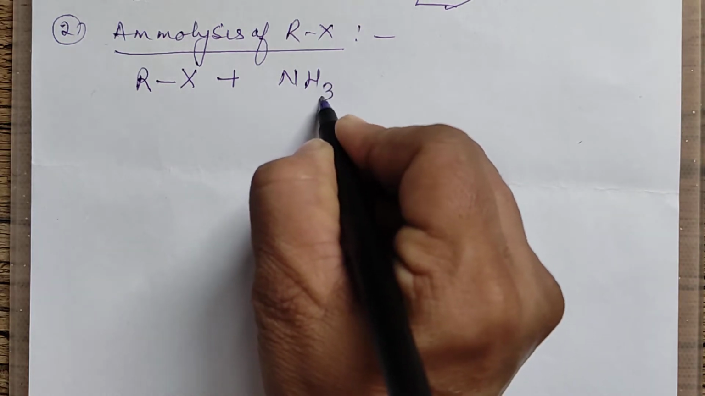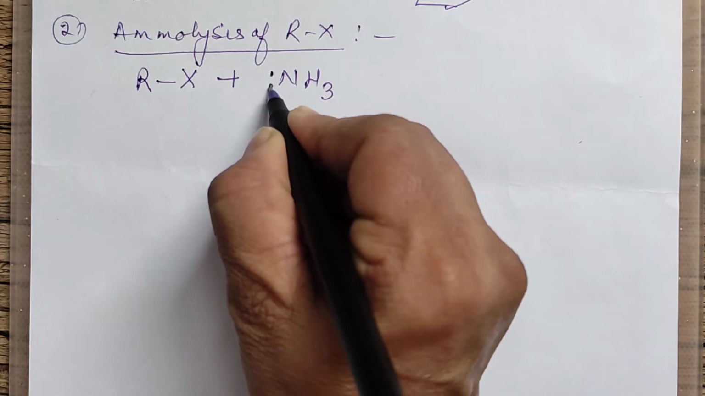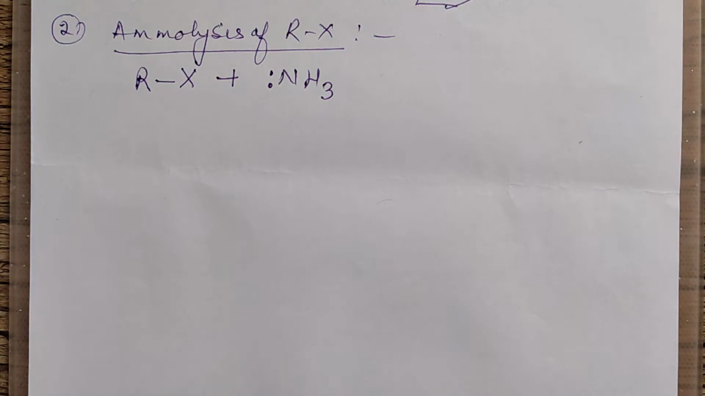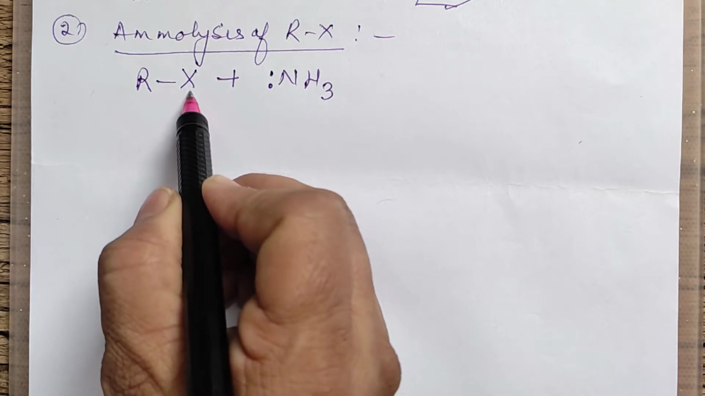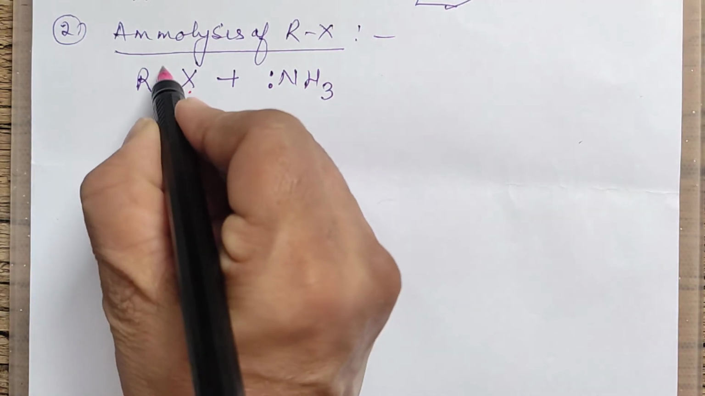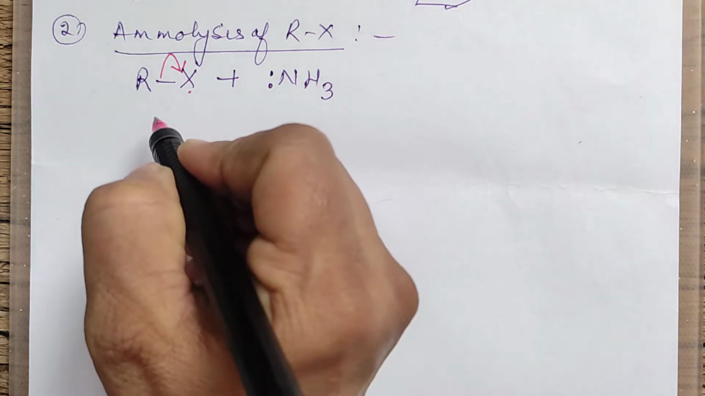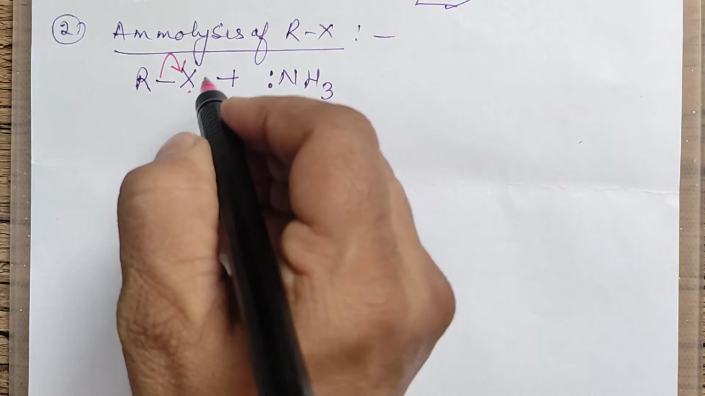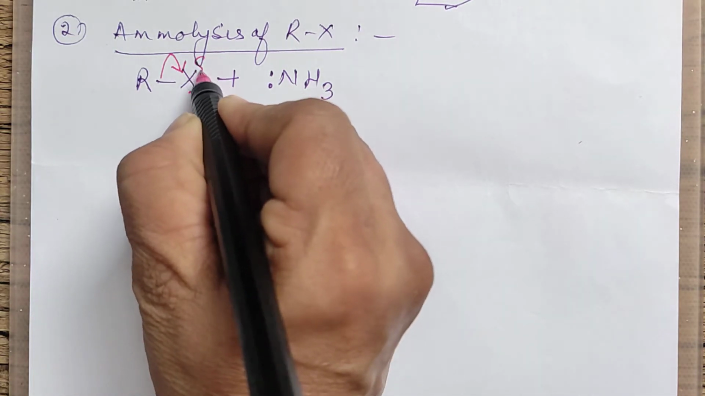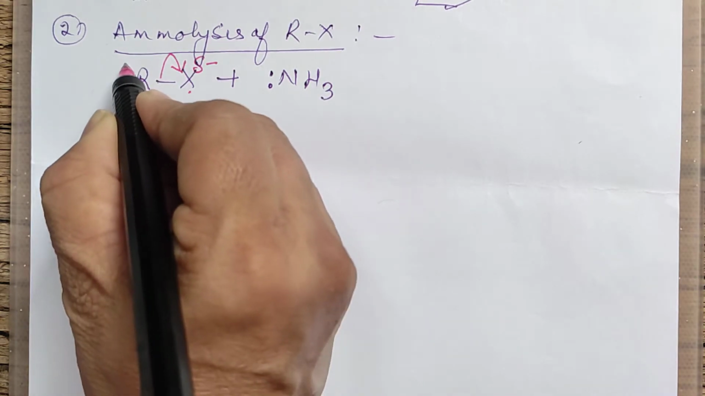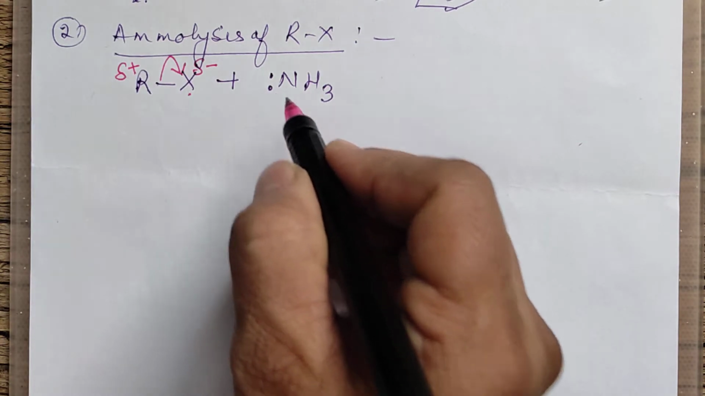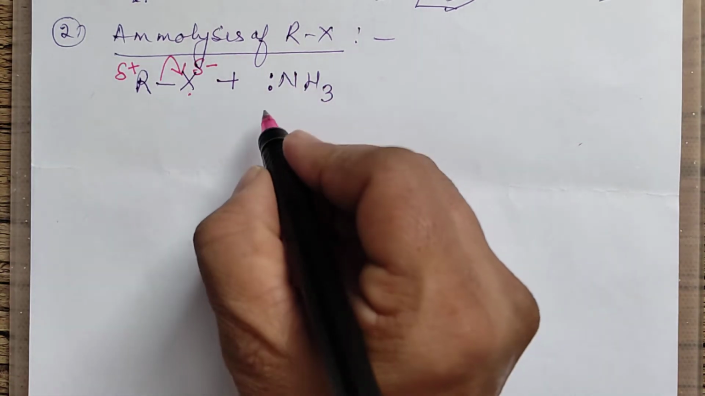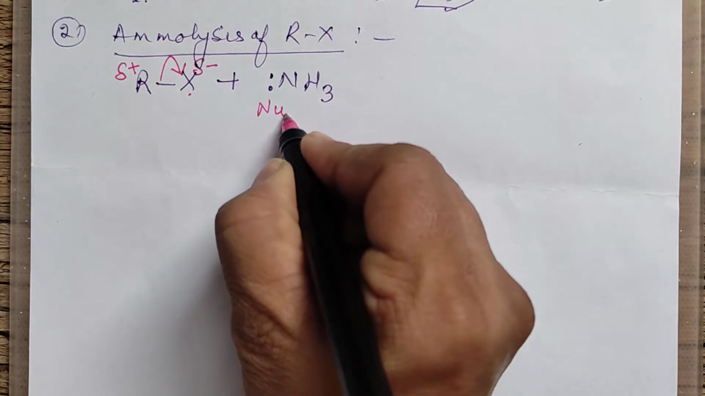We know that in ammonia, nitrogen has one lone pair of electrons, and in alkyl halide we know this halogen part is more electronegative, so it will try to pull electrons toward itself. When it pulls electrons toward itself, this halogen will get a partial negative charge and this alkyl group will be positive. And nitrogen, since it has one lone pair of electrons, is acting as a nucleophile.